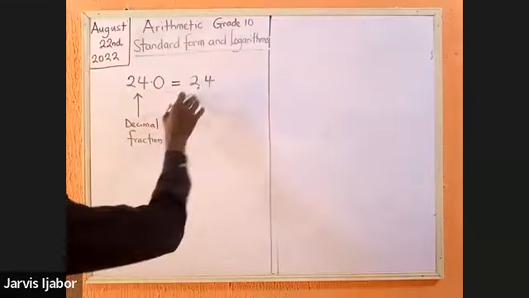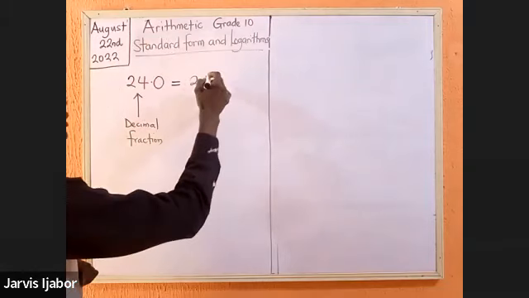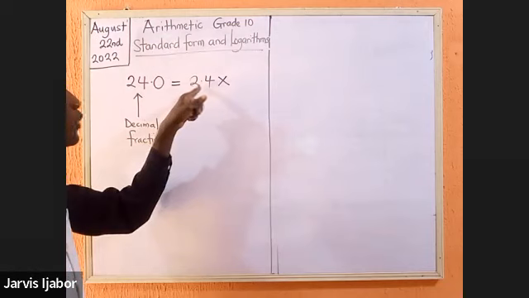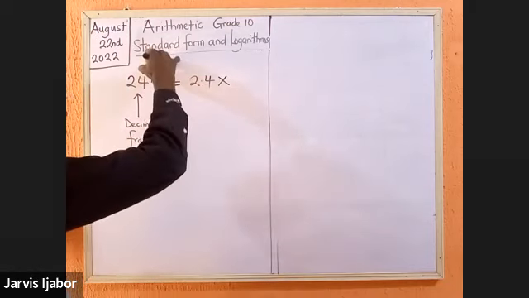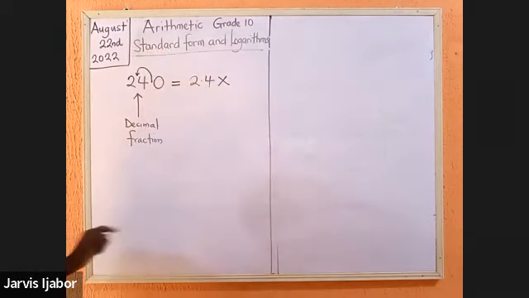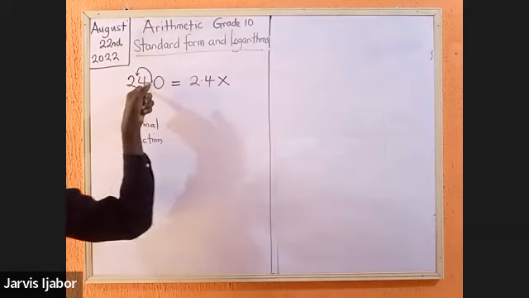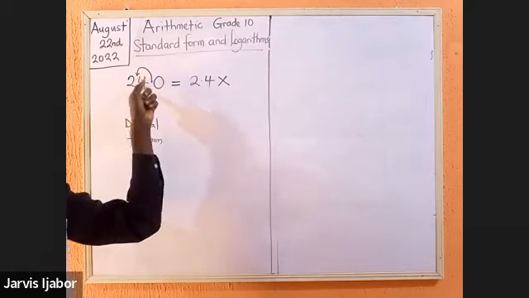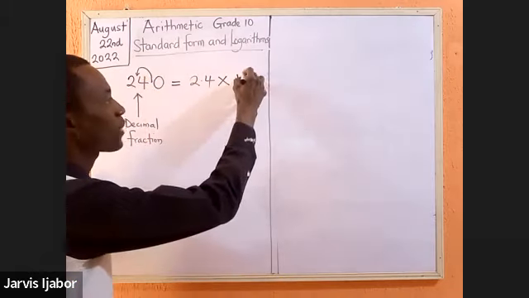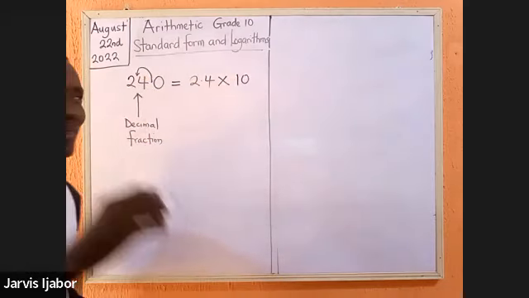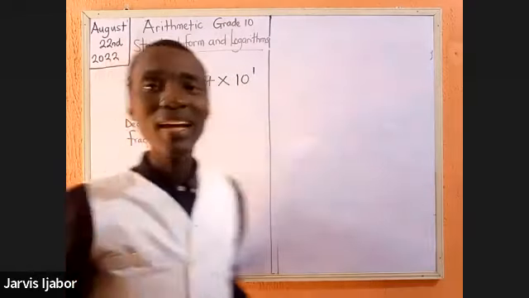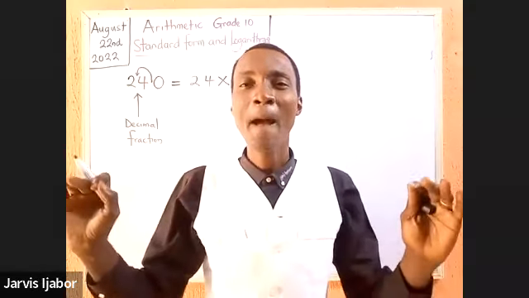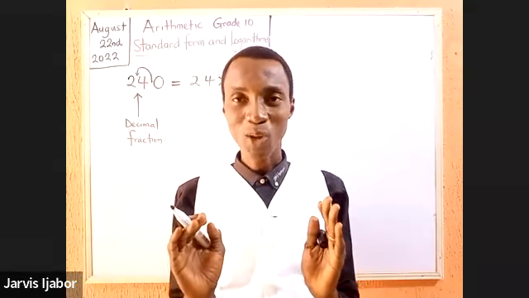So if you look at this, 2.4 times, what did I do to get 2.4? I moved backwards. If I move backwards, I've moved one decimal place to the back. And that will be 10 raised to the power of, how many movements have I made? 1. Now, technically, when you're moving backwards, you are trying to make small what was big.